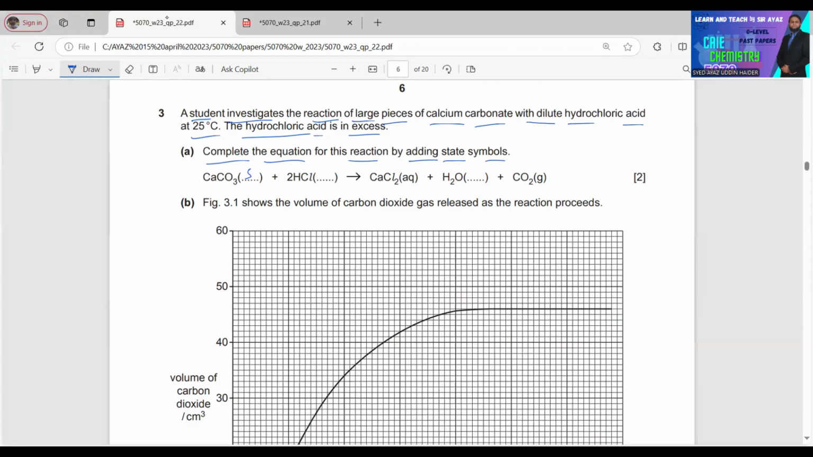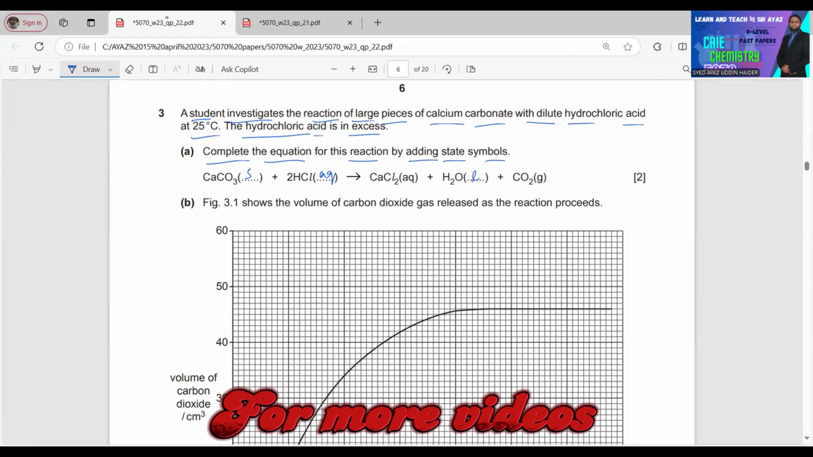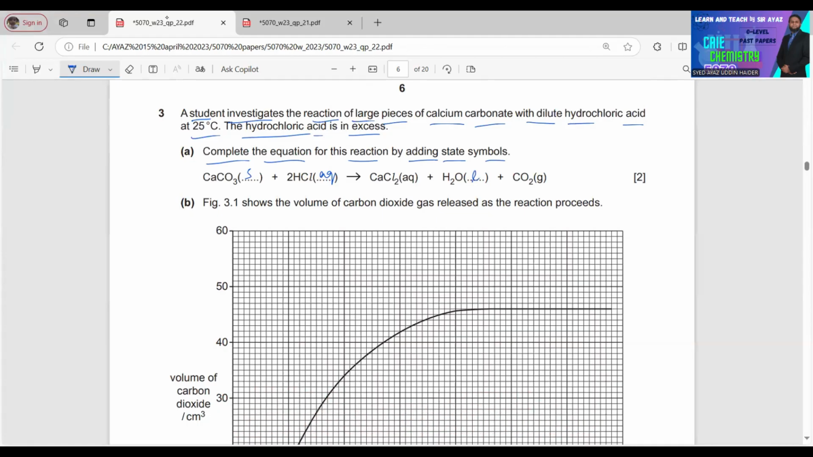HCl is an acid, it must be in aqueous state. So I will add AQ here. CaCl2 aqueous, they have already provided. H2O exists in the liquid state, so I will write L for H2O. Okay, that's fine. B, table 3.1 shows the volume of carbon dioxide gas released as the reaction proceeds.